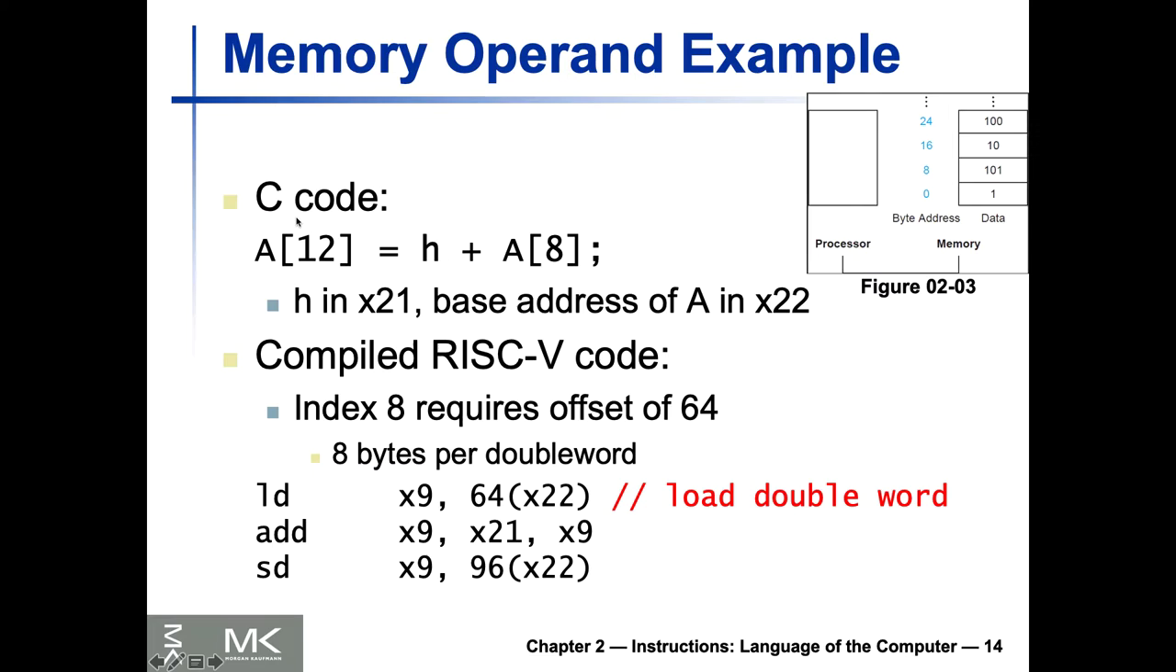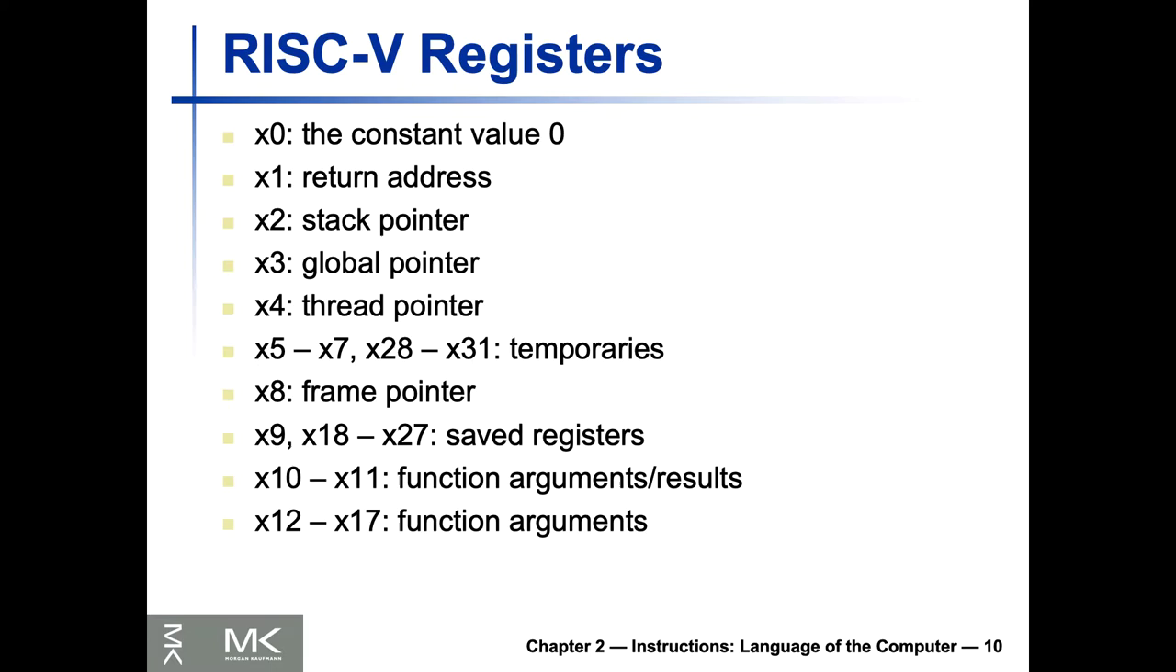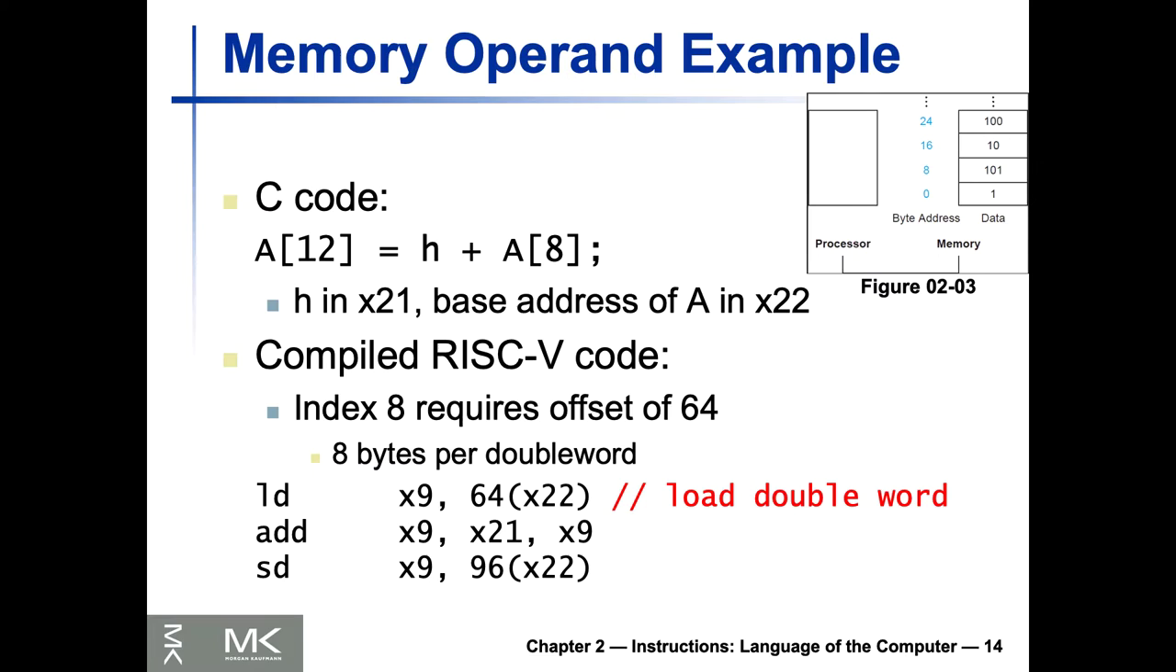Now, we have another code here. We are trying to add h plus the eighth element of a, and we want to store that in the 12th element of the array. So the array a, a12, now has h plus a8, right? First of all, h is in x21. Why? Okay, we had it perhaps somewhere saved.